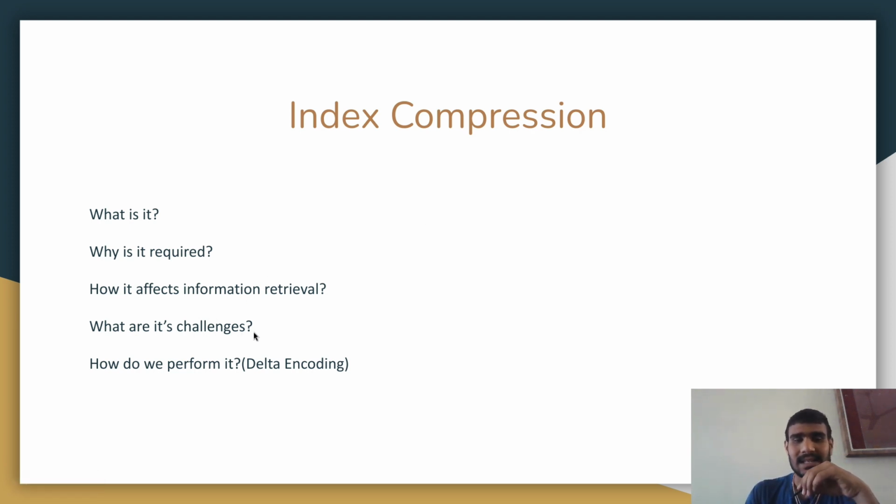What are its challenges? It requires more CPU cost, not memory, because compression and decompression are going on most of the time. So how do we perform it? There are many algorithms for compression, like delta encoding, v-byte encoding, and many more, but I'm going to discuss delta encoding.